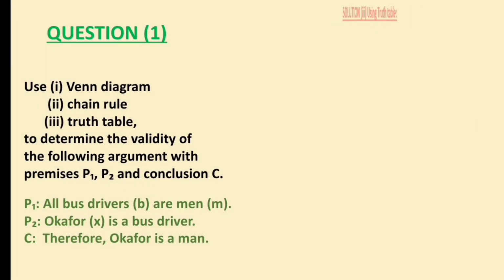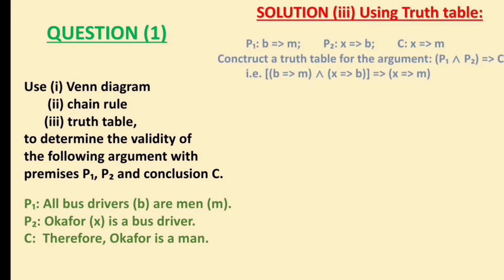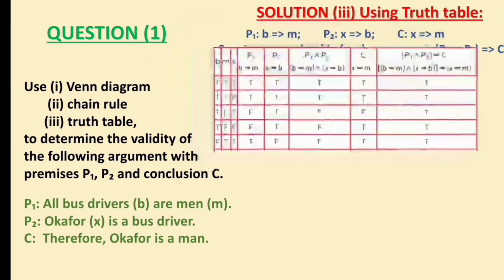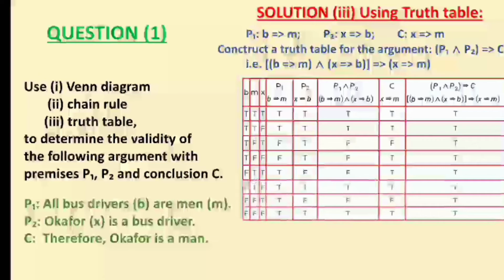Solving question 1 again using truth table. Here, we are going to construct a truth table for the argument P1 and P2 implies C. That is, the first premise in conjunction with the second premise implies the conclusion. Below here is the truth table we need. Of course, P1 is B implies M, P2 is X implies B, and C is X implies M. So, forming the truth table as shown below, P1 and P2 implies the conclusion.